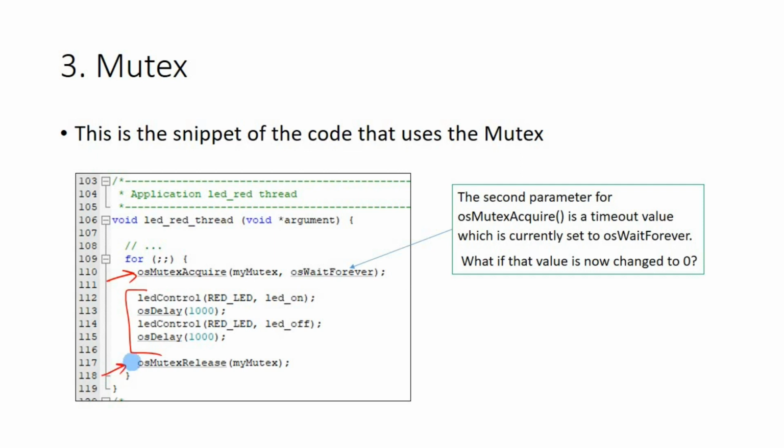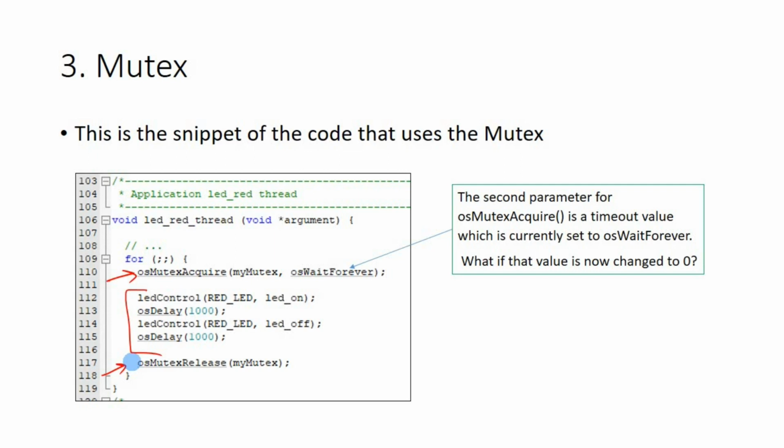The whole idea of mutex is basically mutual exclusion. That means once I acquire a mutex, if somebody else tries to come in and access the shared resource through the same mutex, they will not be able to do it. They will be put on a blocked state until the resource is available.